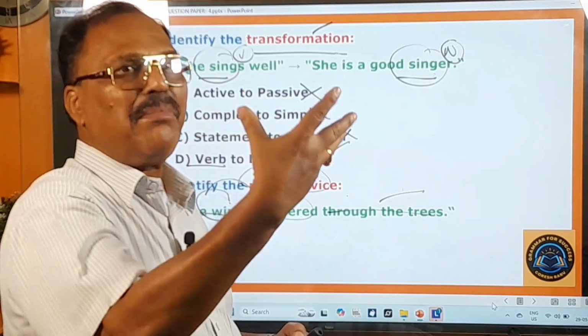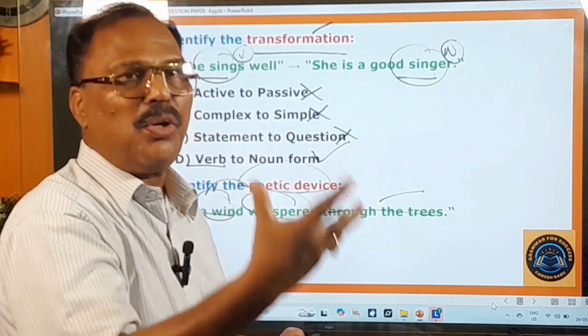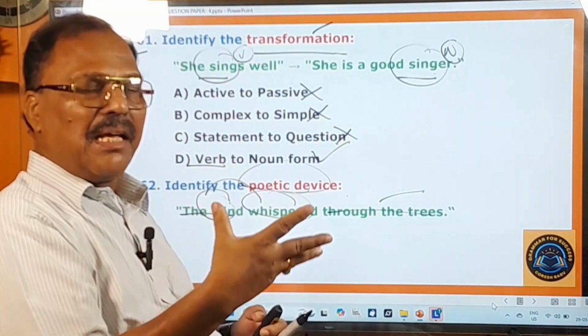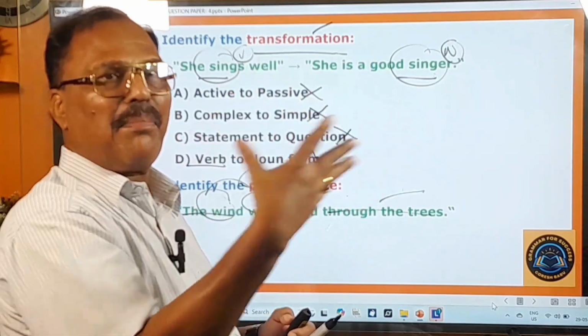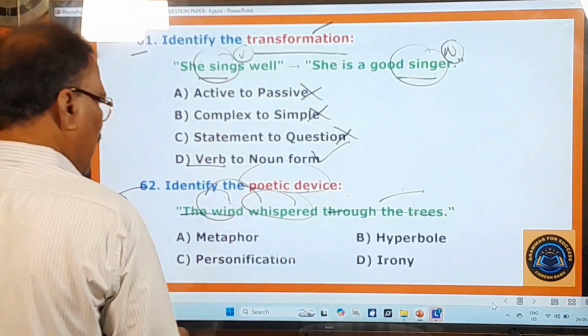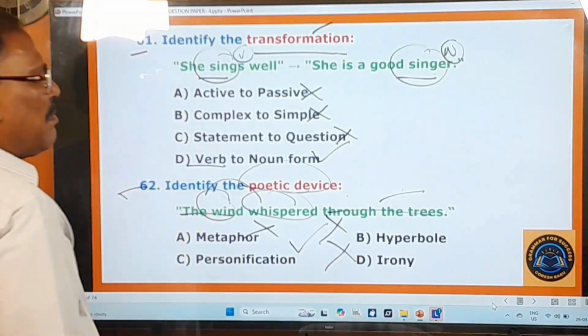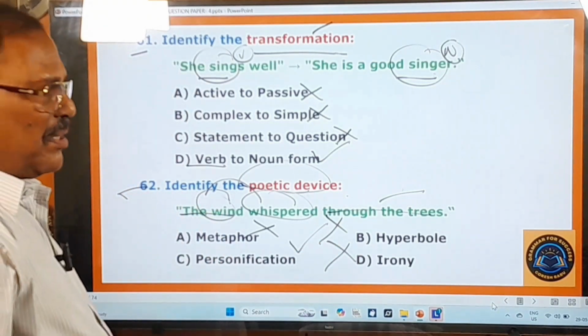Giving the inanimate or the abstract things the human characteristics. ప్రాణము లేని వాటికి, అబ్స్ట్రాక్ట్ థింగ్స్ కి ప్రాణమున్న మనుషుల యొక్క లక్షణాలు కనుక ఆపాదిస్తే దట్ ఈస్ కాల్డ్ పర్సానిఫికేషన్. మెటాఫర్ నో, హైపర్బోల్ నో, ఐరనీ నో, ఓన్లీ పర్సానిఫికేషన్. Right, now you move on to other questions.